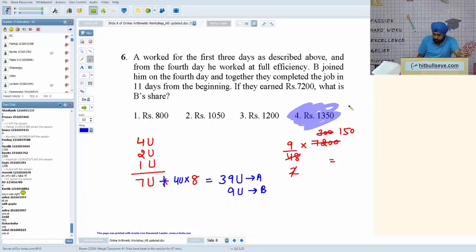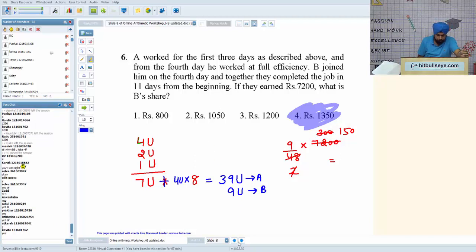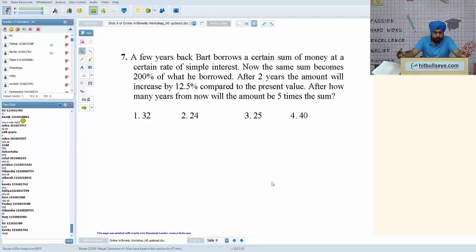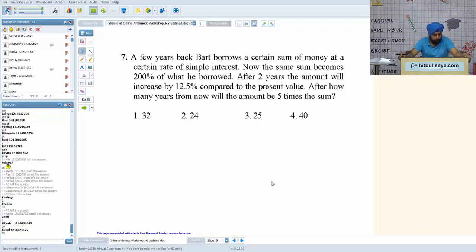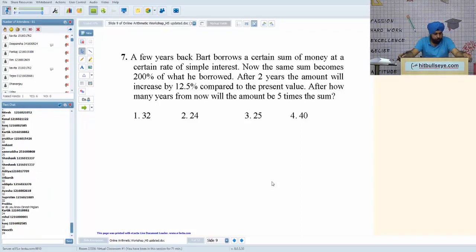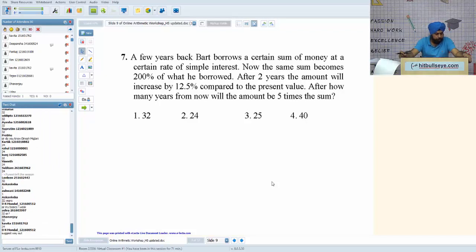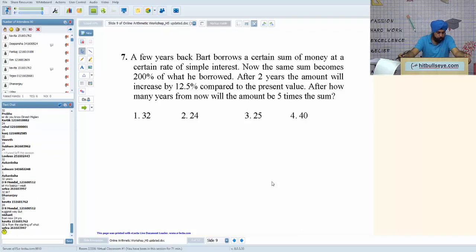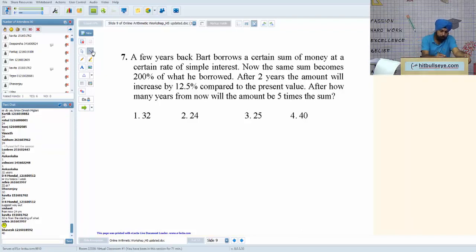Okay. Right, students. So with this, we move on to the next question. This one is a question based on simple interest again. The answer is coming out to be 32, 24. Samrodha says 25. Yeah, students, so 32 is the most common answer, I guess. Everybody is almost certain that the answer is 32. And let me tell you here, students, 32 is a wrong answer. You have missed a very important line from the question.